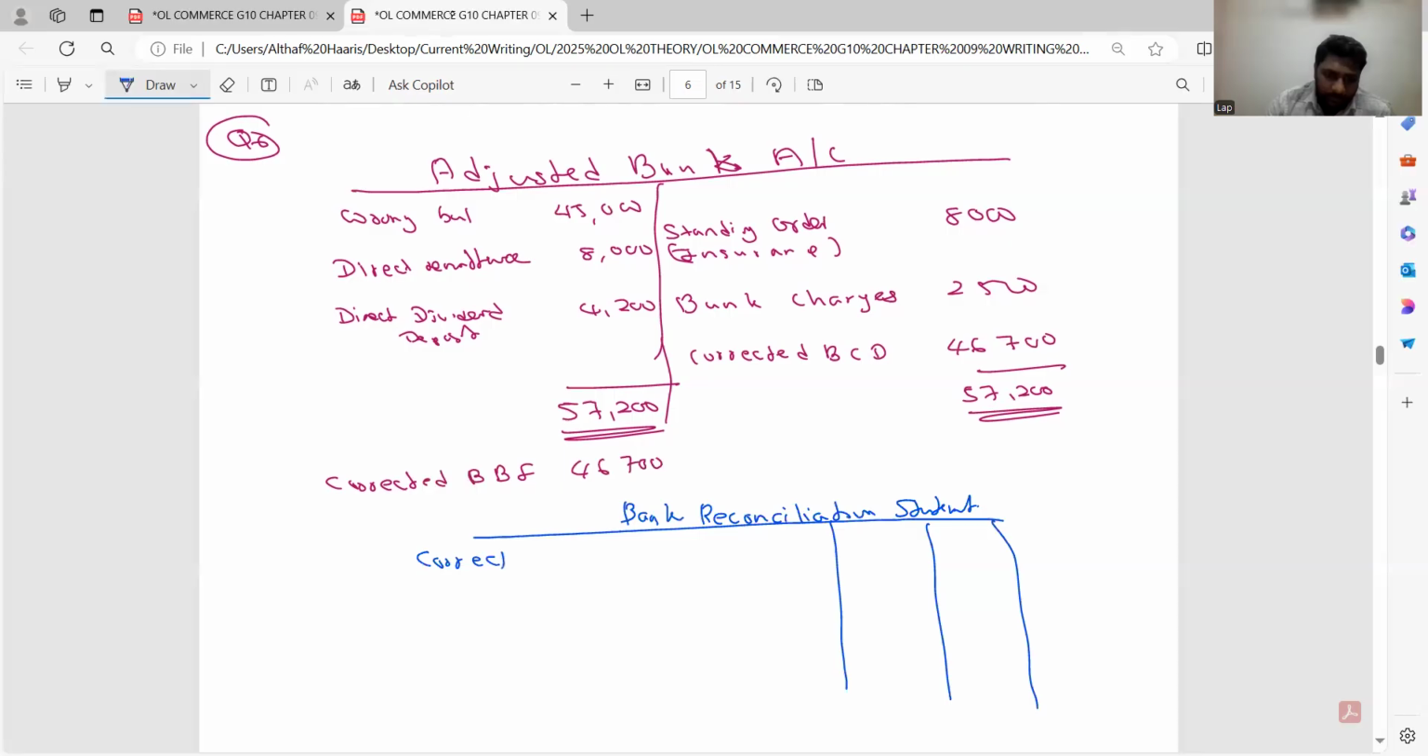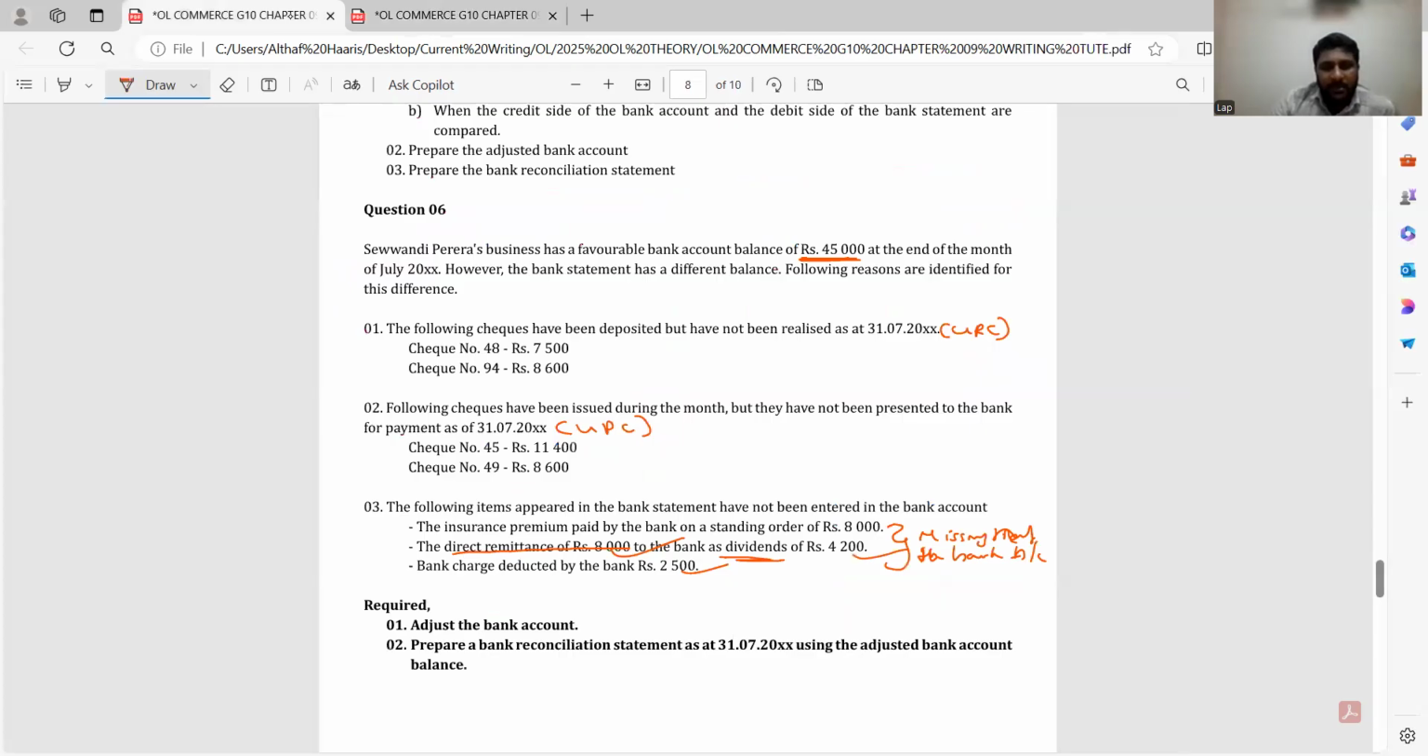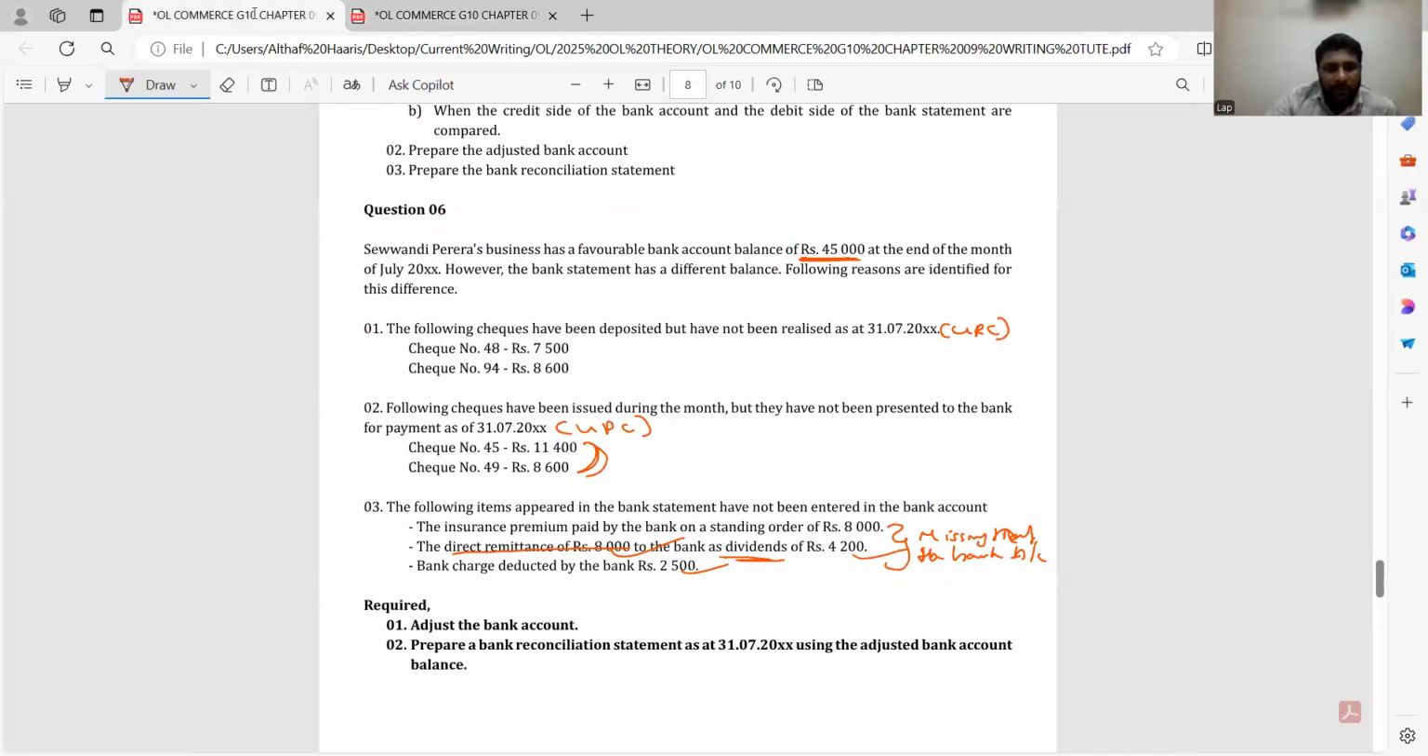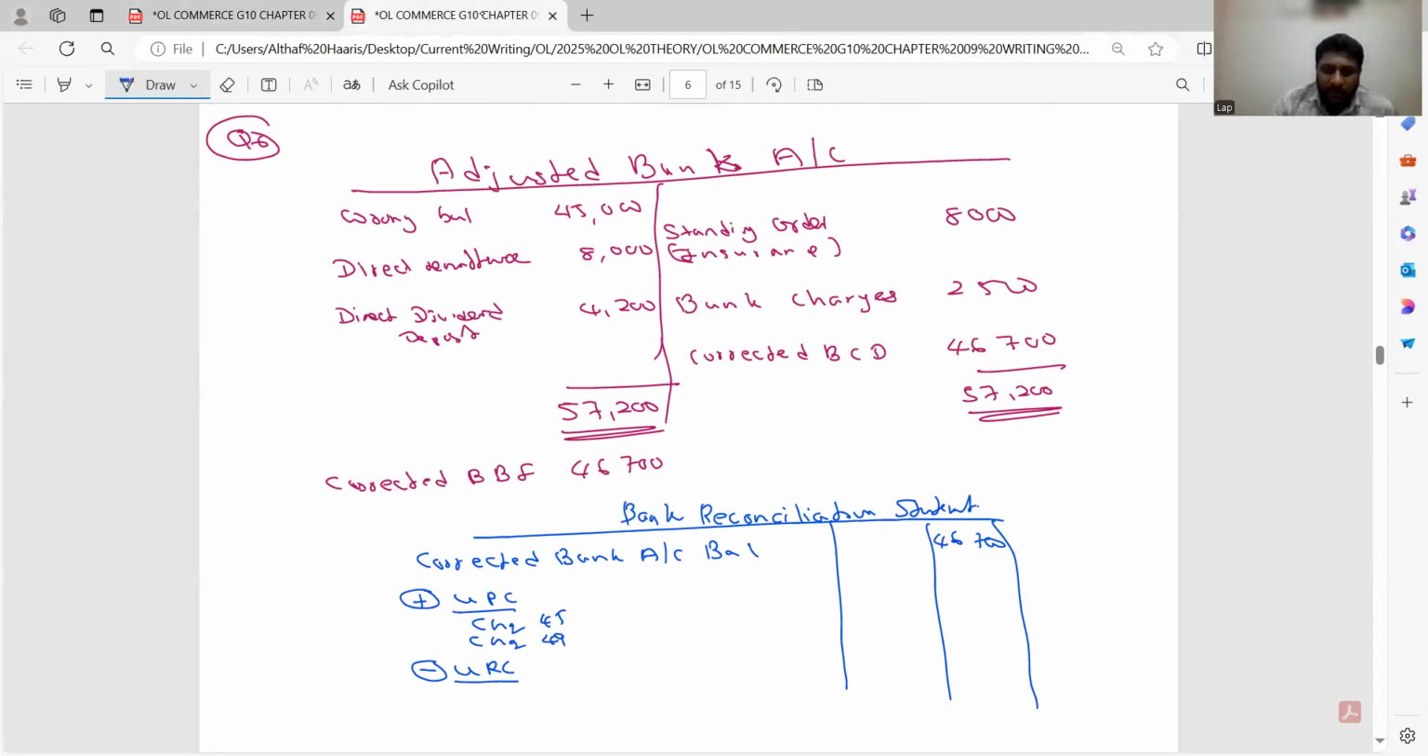Corrected bank account balance: 46,700 plus UPC minus URC. So UPC, what are the check numbers? 45, 49. Values 11,400, 8,600.